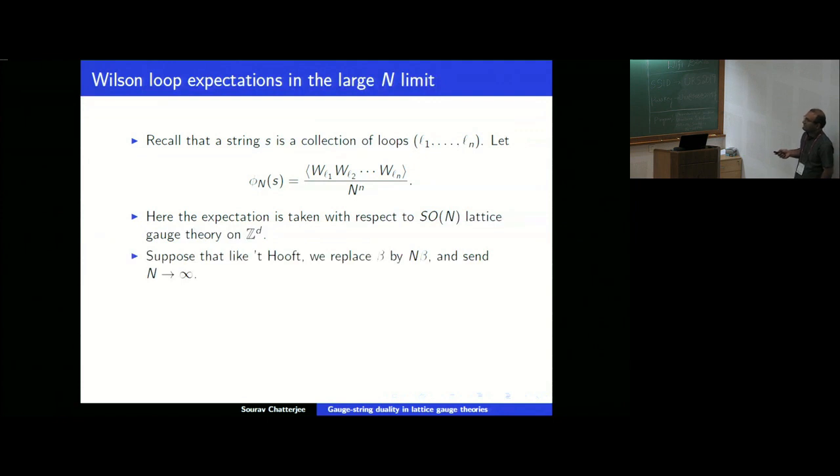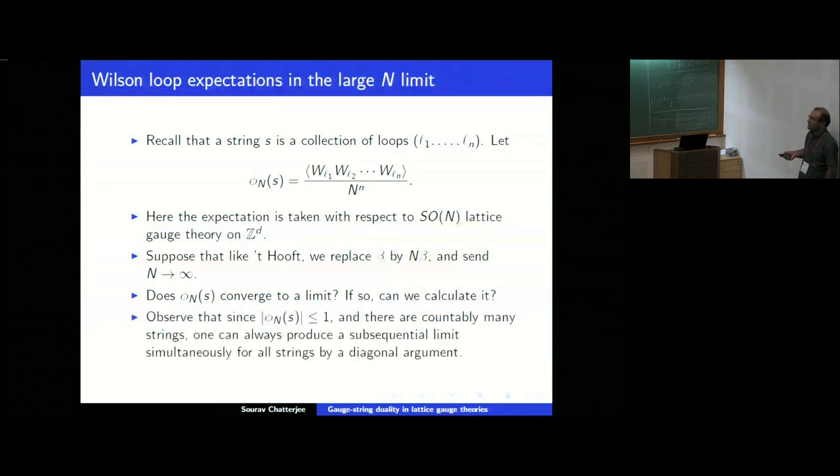And suppose we replace beta by N times beta. We take the 't Hooft scaling, we replace beta by N times beta and send N to infinity. The question is whether this converges to a limit. So if N is large, can you approximately calculate phi_n of S? And can you calculate that?